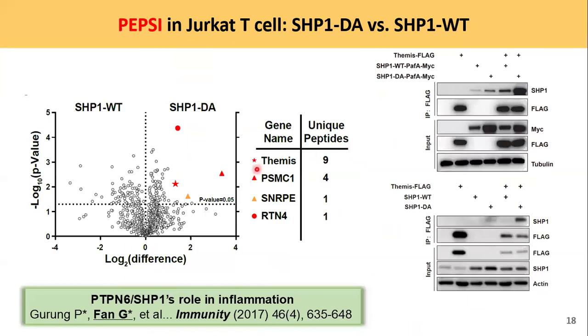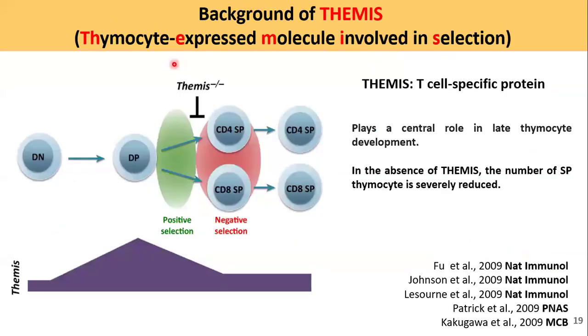We applied this system to our favorite phosphatase, PTPN6, also called SHP1, and performed it in the Jurkat T cell tumor cell line. As you can see here, we identified THEMIS as the top hit through three rounds of the experiment. Biochemically, we also confirmed that the trapping mutants show more robust binding affinity with THEMIS, both in 293 and Jurkat T cell systems. THEMIS stands for thymocyte expressed molecule involved in selection.